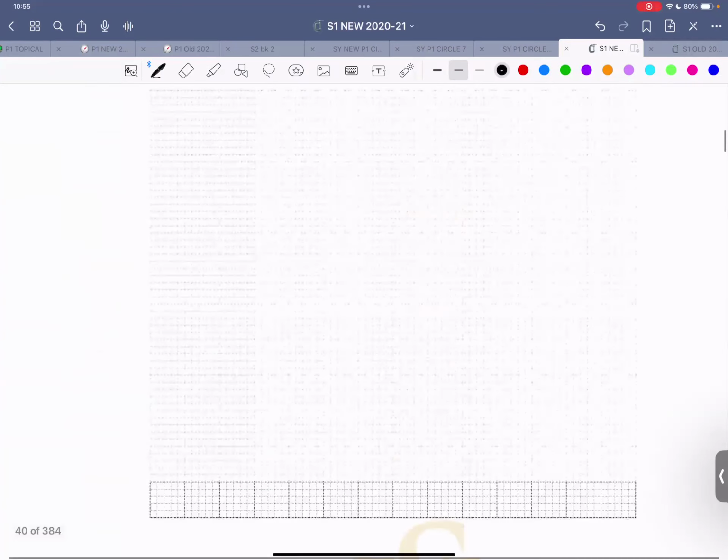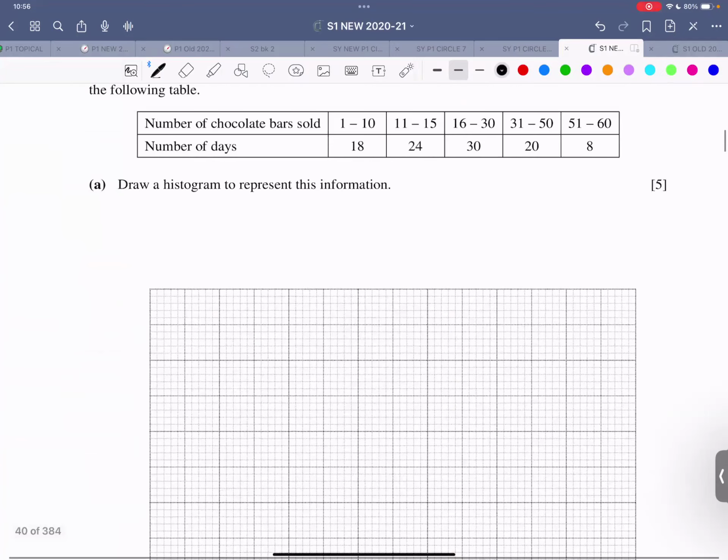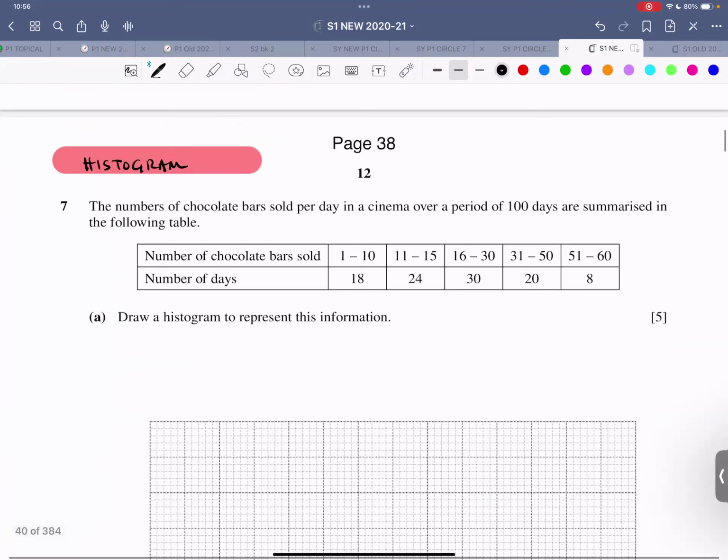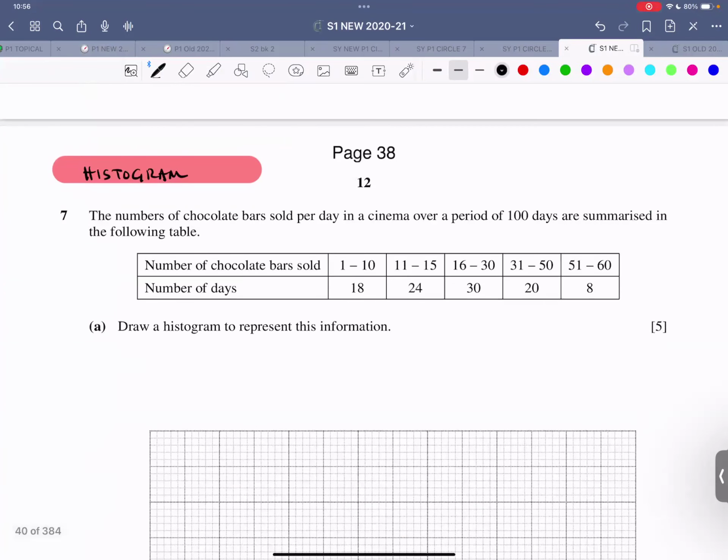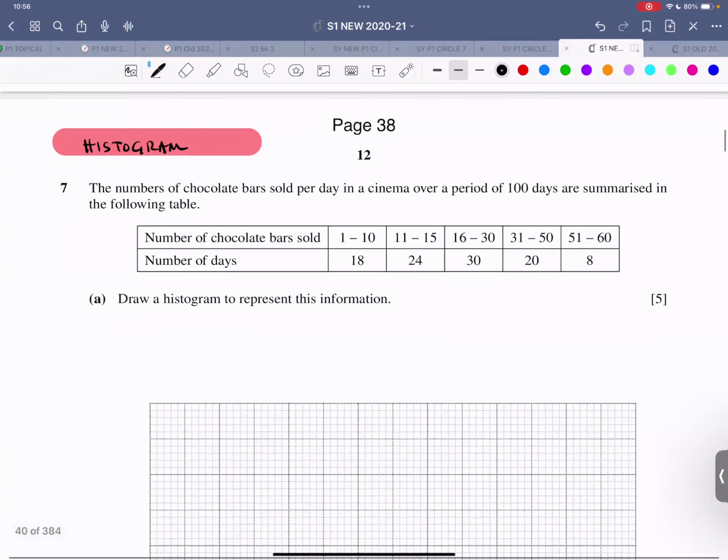So let's get started. As far as the drawing part is concerned, I'll just give you the basic theme and idea, and I'll just focus on the working. So you can add 2 more minutes if I were to draw this thing, maybe 3 more minutes. So the number of chocolate bars is this thing. That's 1 to 10. First of all, convert it into boundary, 0.5 to 10.5. This is 10.5 to 15.5. This is 15.5 to 30.5. This is 30.5 to 50.5. This is 50.5 to 60.5.